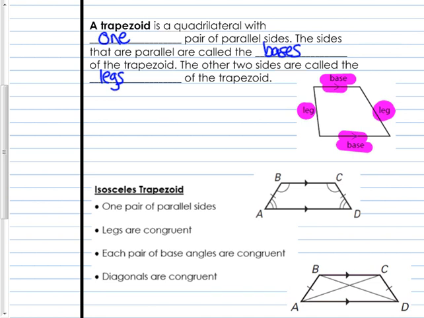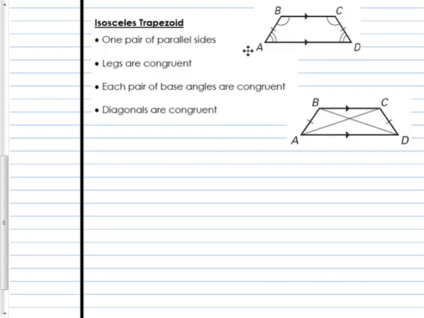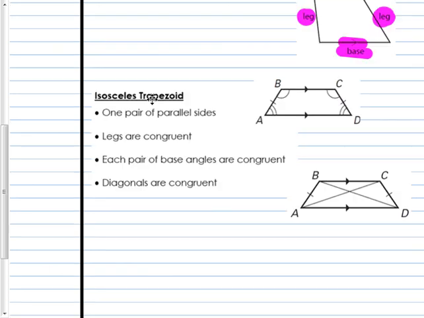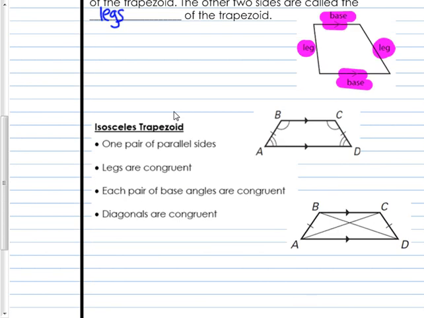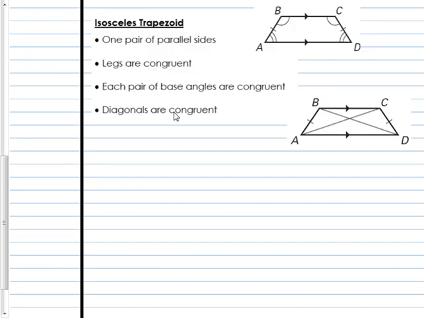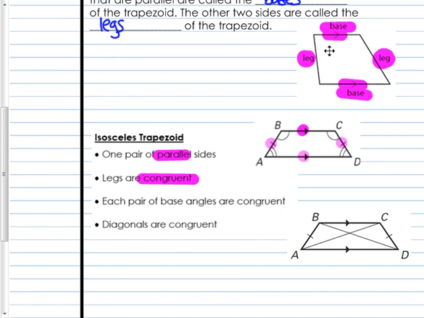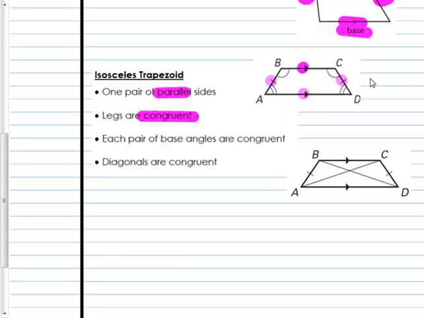Now, if it's an isosceles trapezoid, it's a little bit special. It has the same properties of a regular trapezoid, but it's even a little bit more fun. An isosceles trapezoid has one pair of parallel sides, just like a regular trapezoid, okay? You can see BC is parallel to AD. But then the legs are congruent. So BA is congruent to CD. In the trapezoid that we just looked at up here, the two legs are not congruent. You can see that one is clearly longer than the other.